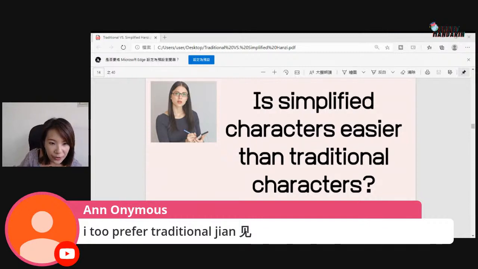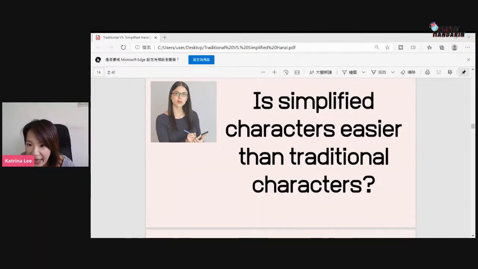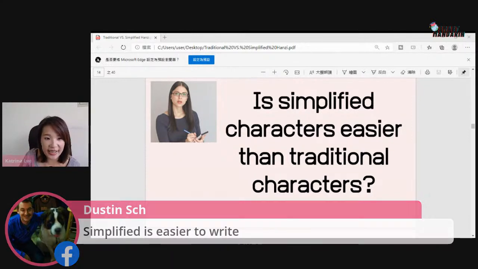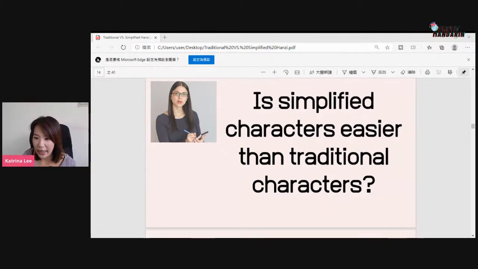I too prefer traditional 见. Okay, this 见 you wrote here is the simplified one. Here it says simplify is easier to write. Definitely easier to write. But are there people writing a lot nowadays? Like writing a lot of characters nowadays?